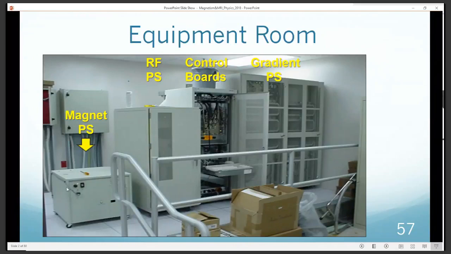And this is the magnet power supply, which is only turned on when you're ramping up or ramping down the magnet. Here is the radio frequency power supply, and control boards for the control part of the MRI system. Here are the gradient power supplies. There are three gradient power supplies, one for each gradient coil.